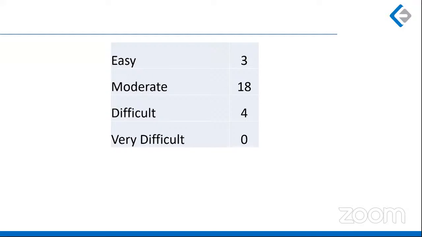18 moderate questions. And sometimes questions are not just moderate, they are actually easier. But one small twist in the question makes it a little moderate. One small twist will change it from easy to moderate or moderate to difficult. So ideally, maximum questions are easy or moderate.